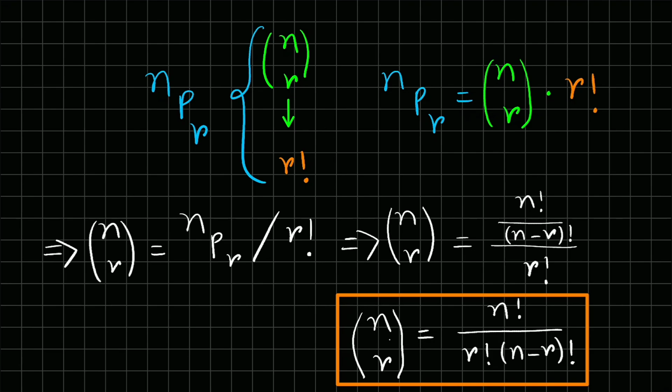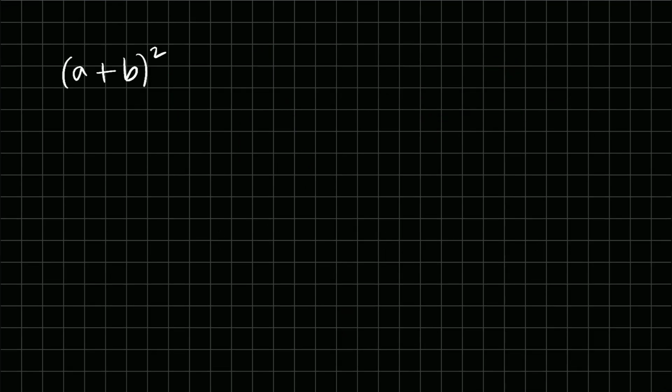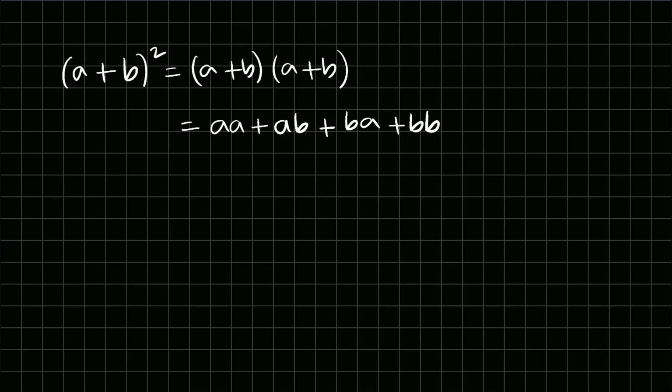Now that we have some basic knowledge on counting in our arsenal, we are finally ready to understand the binomial theorem. To really understand what's going on, let's see what (a plus b) whole squared really means. Well, (a plus b) whole squared is basically a plus b multiplied by a plus b itself. If we multiply them, we get a times a plus a times b plus b times a plus b times b.